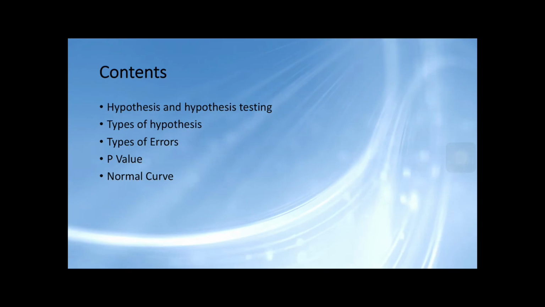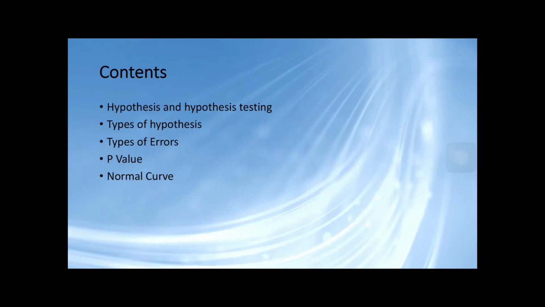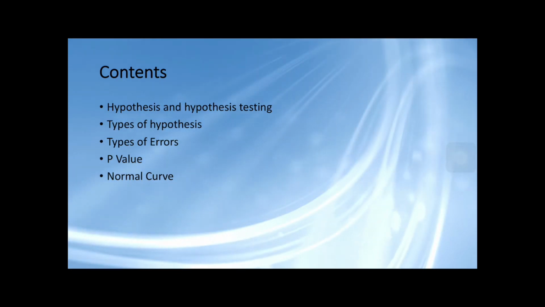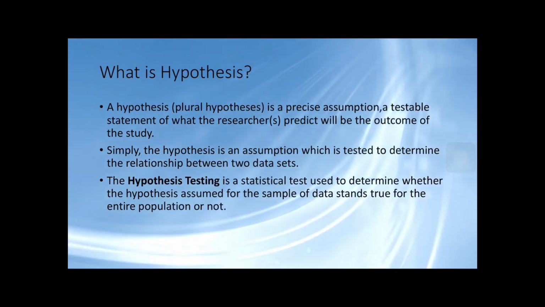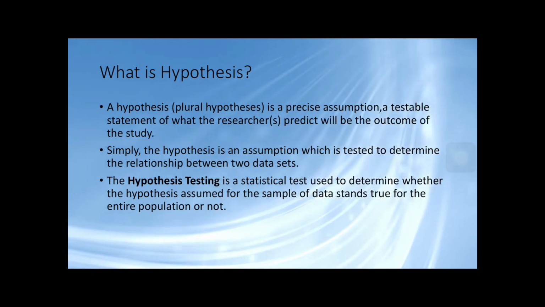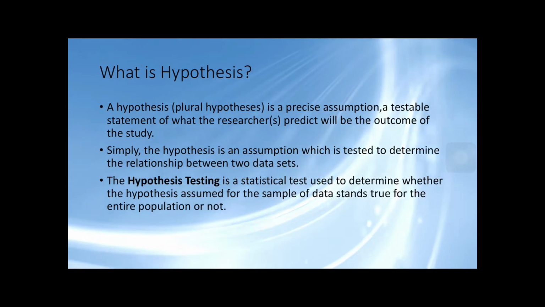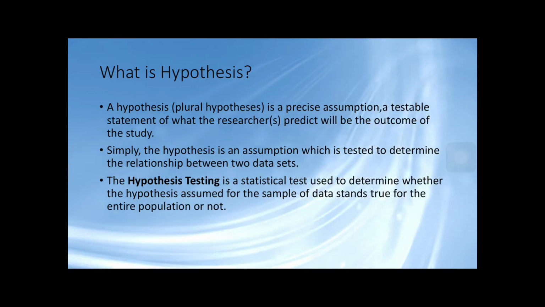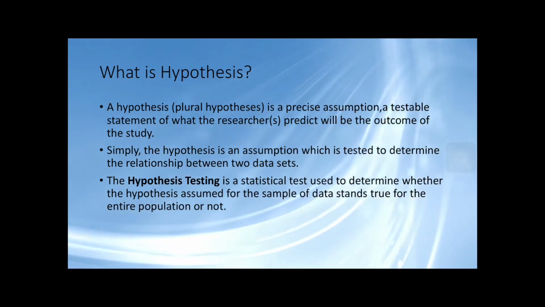So in this video, we are going to learn hypothesis and hypothesis testing, types of hypothesis, types of errors, p-value and normal curve. So what is hypothesis? A hypothesis is a precise assumption, a testable statement of what the researcher predicts will be the outcome of the study. A hypothesis is proposed for the sake of argument so that it can be tested to see if it might be true.